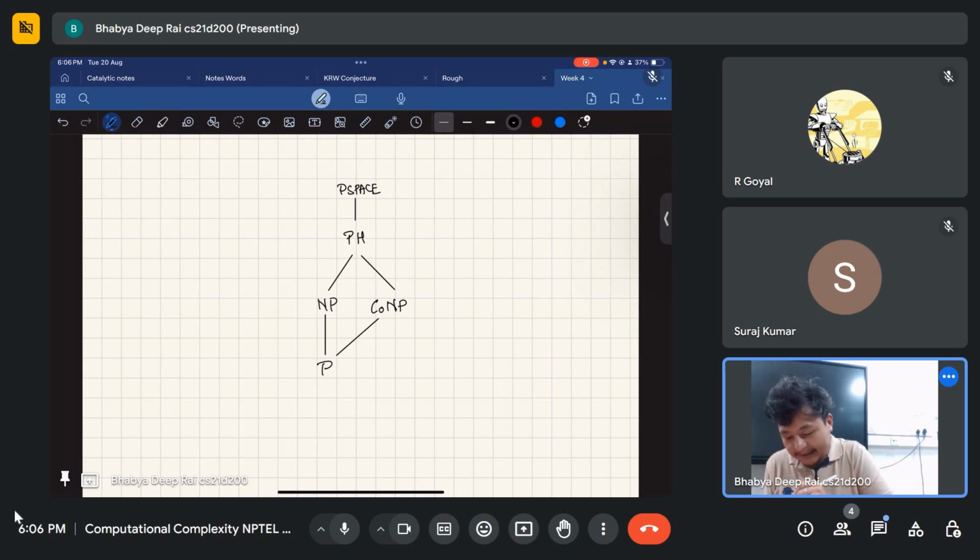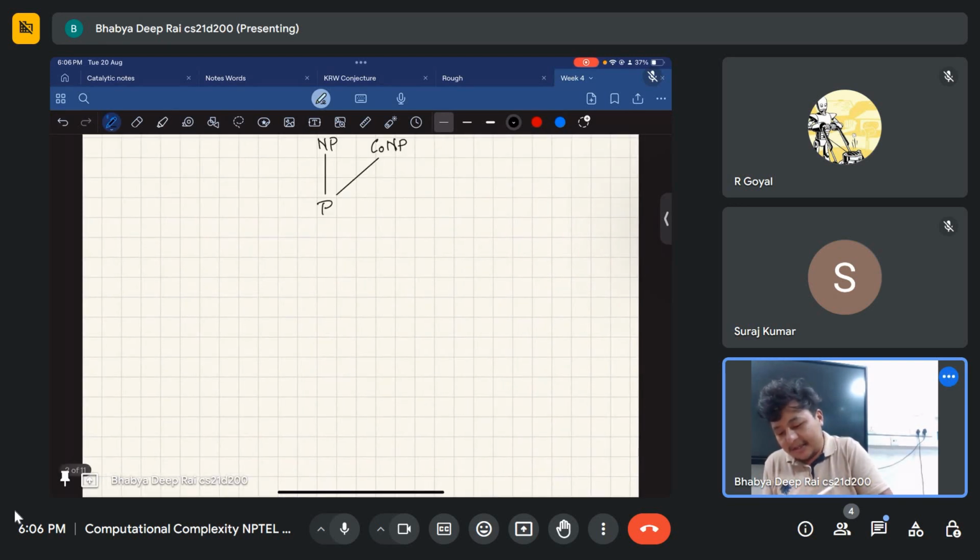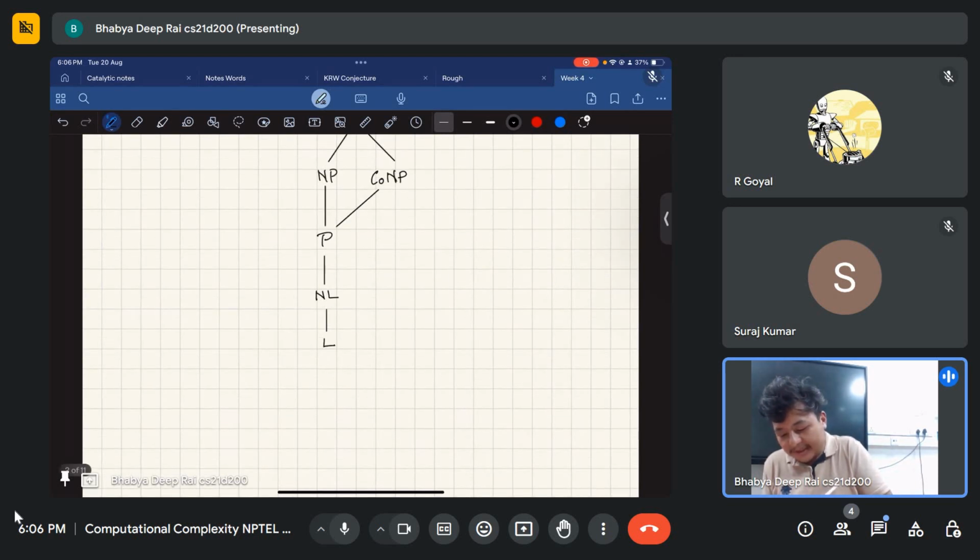Next, what about L and NL? Let's look at space classes. P contains NL, and NL also contains L. We don't know whether L is equal to NL or not. What about co-NL? We know that NL is equal to co-NL.